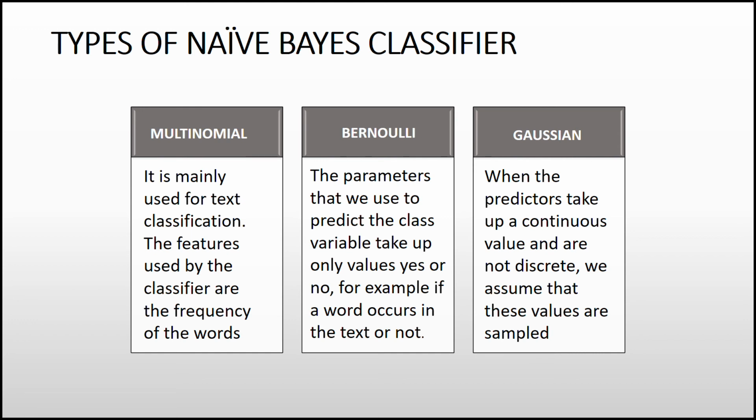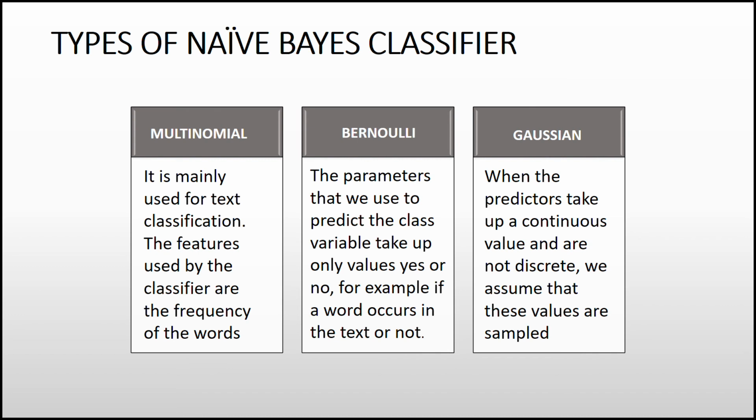And the last and final one is the Gaussian Naive Bayes classifier. Gaussian Naive Bayes classifier is used for features that take continuous values, features that are not discrete. In such a case, the values need to be sampled using the Gaussian distribution. These are the types of Naive Bayes classifier which are available in the scikit-learn Python library.